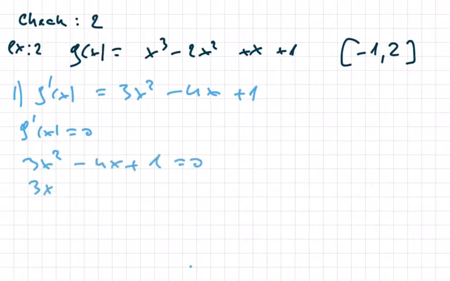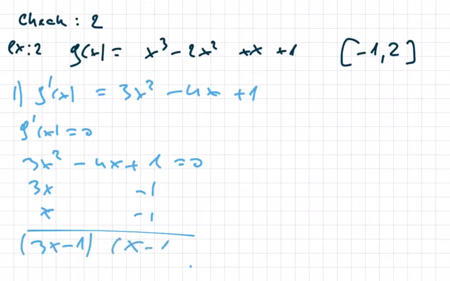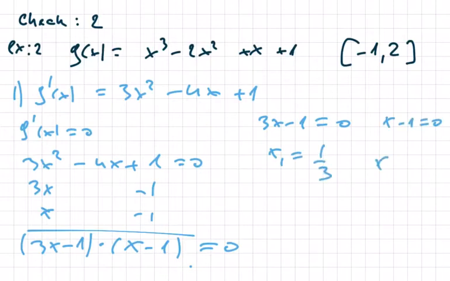You can make a factorization. You have an expression like this: 3x minus 1 and x minus 1 is a multiplication, and that's equal to 0. From this expression we have 3x minus 1 is equal to 0, and x first is equal to 1 over 3, and x minus 1 is equal to 0, x second is equal to 1. Okay, these two are critical points.